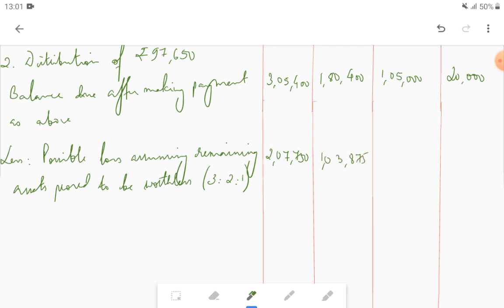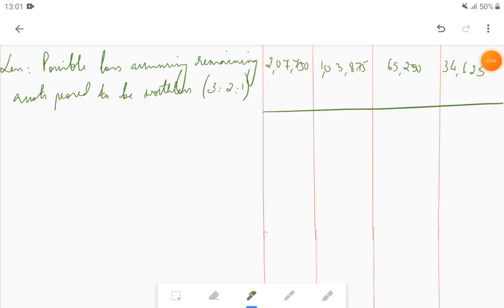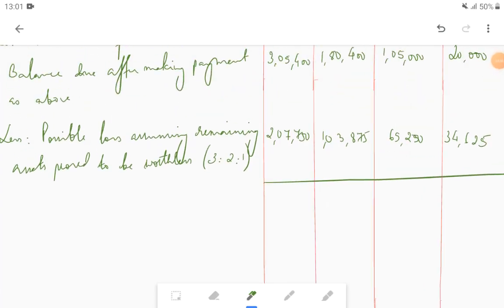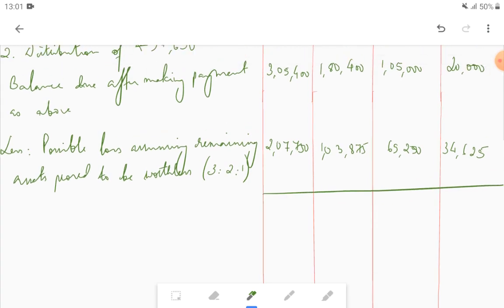Share of partner B is 69,250, and share of partner C is rupees 34,625. Now let's see what is the balance and if there is any deficiency or not among your partners. So 3,05,400 minus 2,07,750. It's a given that will be the amount of your realization, 97,650.